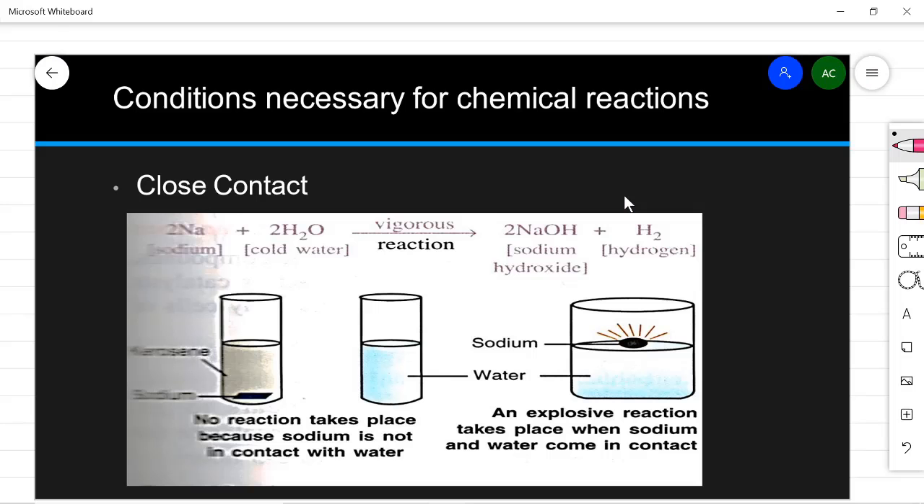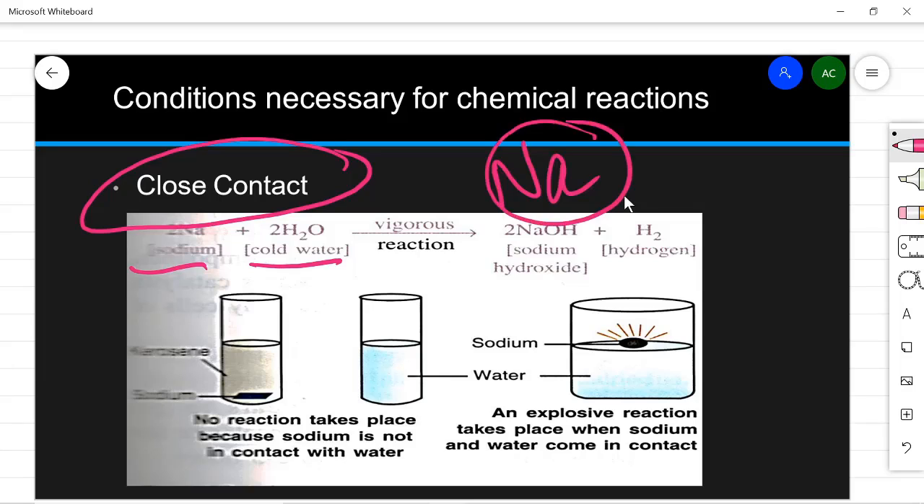So the first condition which is necessary for a chemical reaction is close contact. That means the reactants should be brought together. Then only the reaction will happen. Now look at this reaction. As you all know, sodium is a very reactive metal, and in the laboratory we keep it under kerosene. This is sodium metal and this liquid is kerosene. No reaction takes place because sodium is not in contact with water.